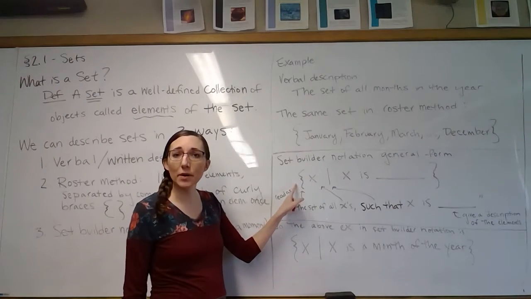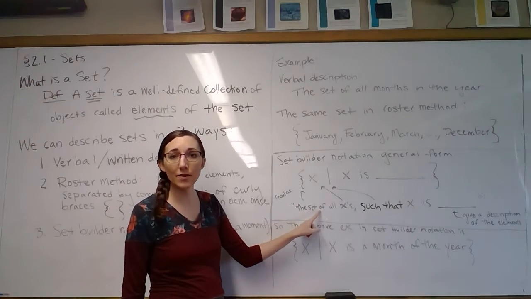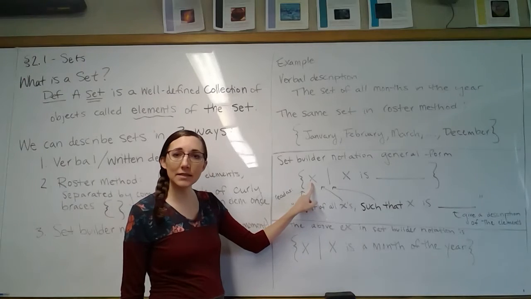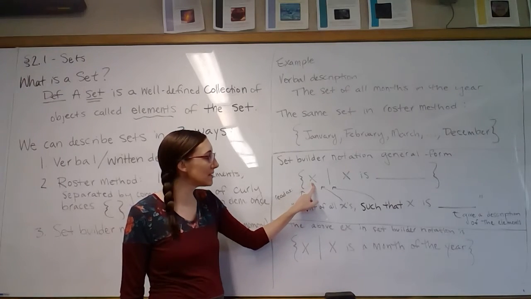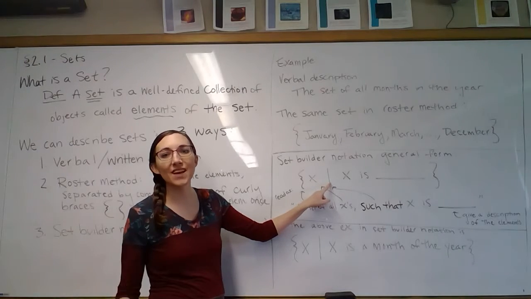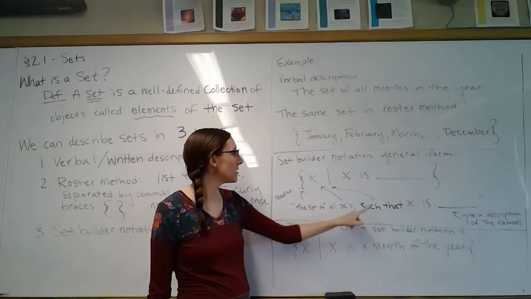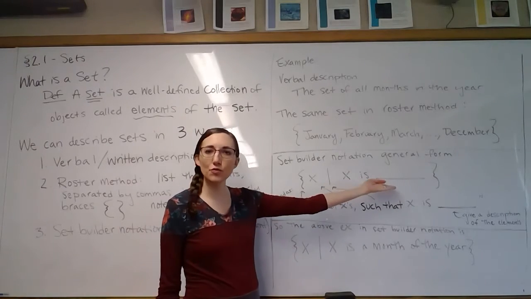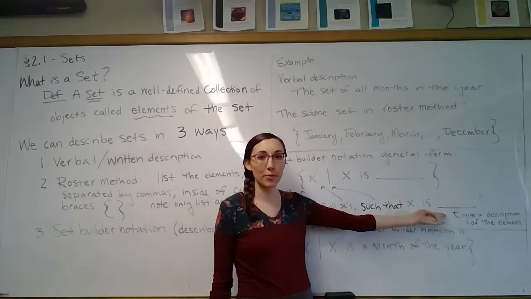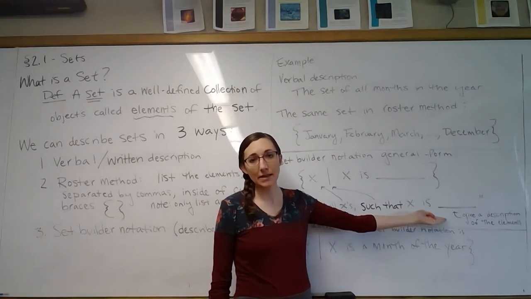So the way that we actually read this, it's essentially a sentence using symbols. The opening curly brace, just like it was with roster method, will read as the set of. So we have here the set of all x, so the set of all x's. Then we have this big upright bar that's read as such that. So we've got the set of all x's such that. And then you just read the rest of the sentence, such that x is something. And you give a description of the elements in the set.